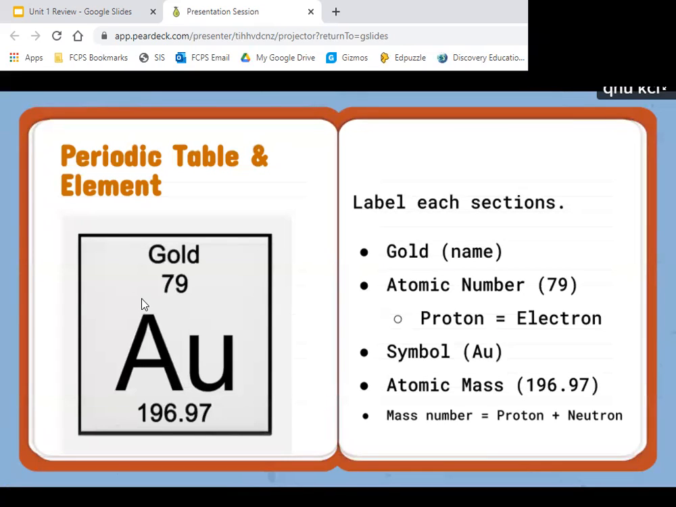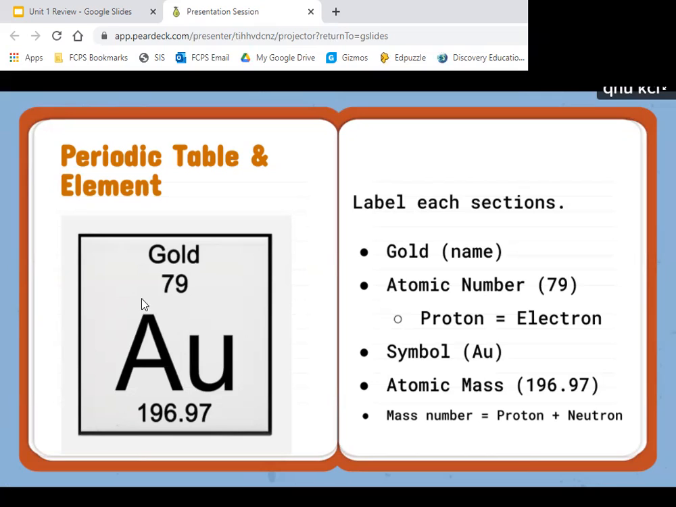The gold is the name. The atomic number in this case is 79. So always remember, in a periodic table, if the number is in whole number, it's always going to be the atomic number. AU is the symbol, and 196.97 is the atomic mass. Why? It's in decimal form. That's why. And then one last thing I put on the bottom, I said mass number equals proton plus neutron. So always remember that as well.